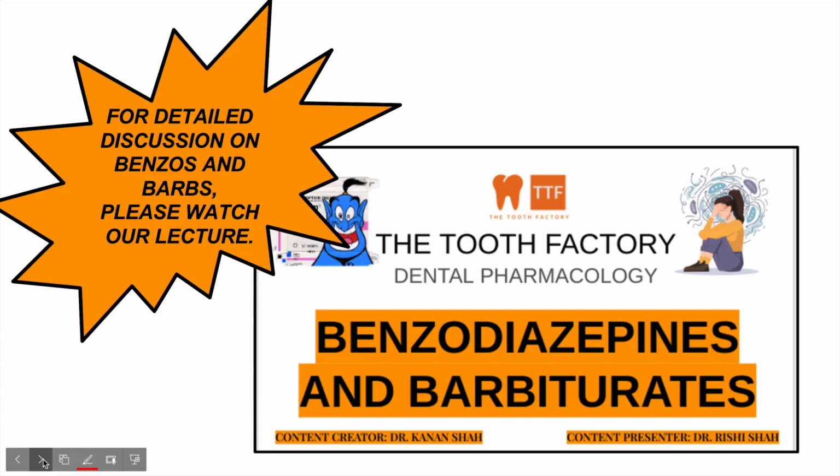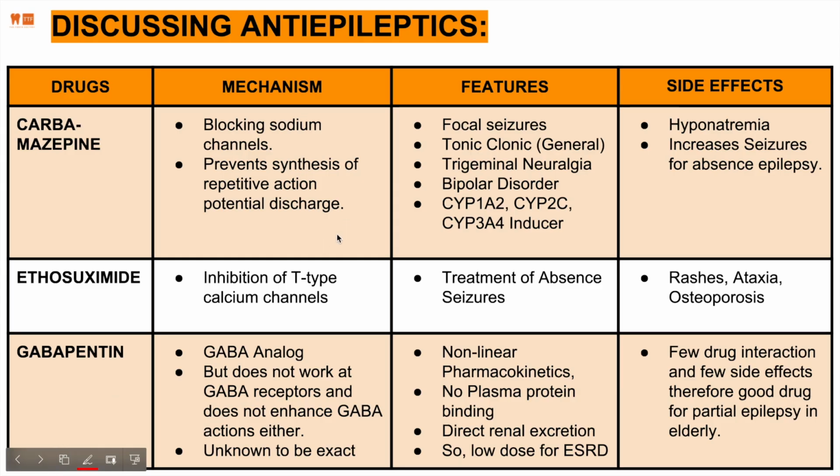Perfect. Like we said, for detailed discussion on benzos and barbs, please watch our lecture. It is in the links below for more details. Okay, moving on to the drugs. Carbamazepine. We've heard this. As soon as carbamazepine comes into play, we need to think about tic douloureux, which is trigeminal neuralgia.